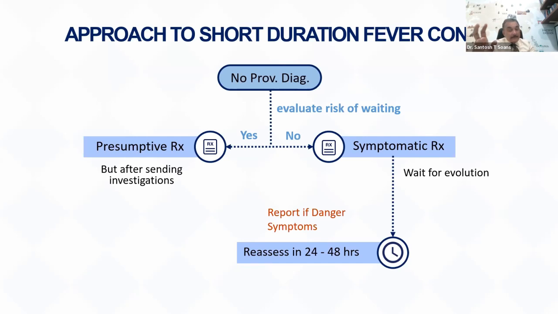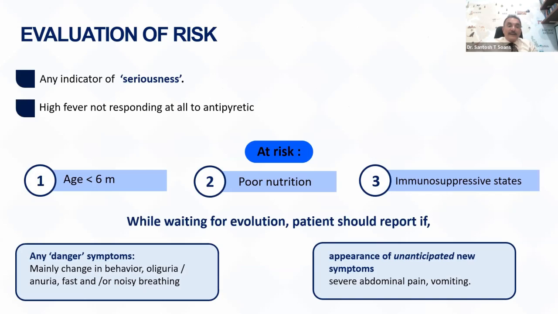When you send them with symptomatic treatment, for example, if he's got a burning sensation, you can send for urine culture or urine microscopy, but you can give symptomatic treatment for the burning. What do you do? An alkalizing agent you can give, and wait. But always remember this: when you send them on a presumptive or symptomatic treatment, make sure you tell them the danger signs. If they are there, you need to come back immediately, if not, after about 24 to 48 hours.